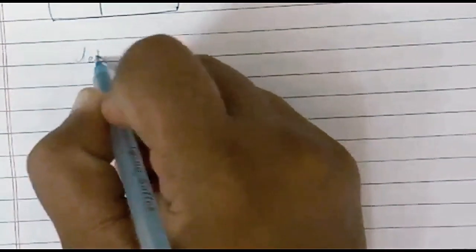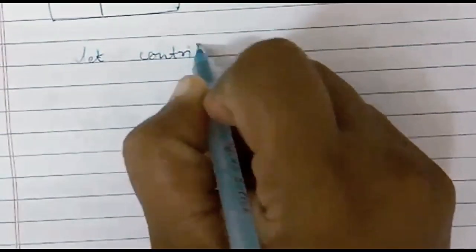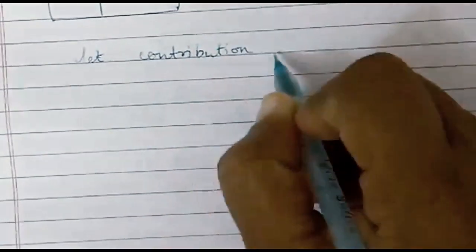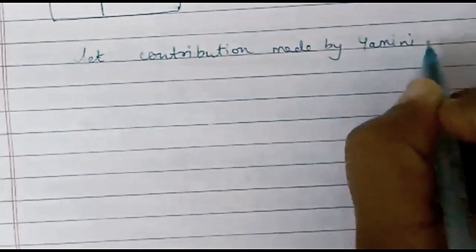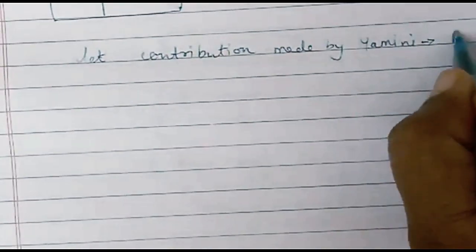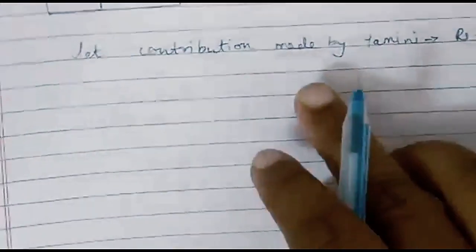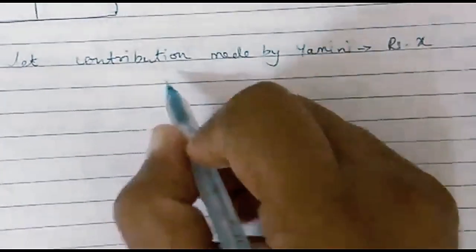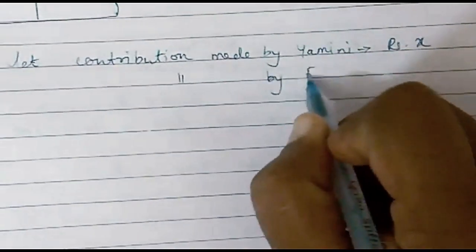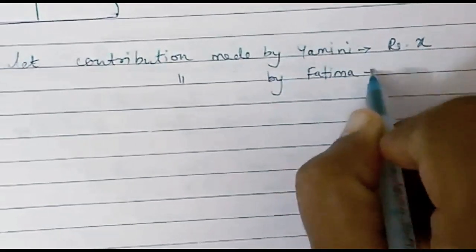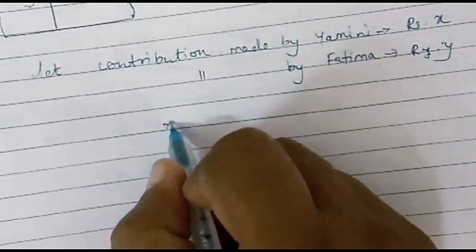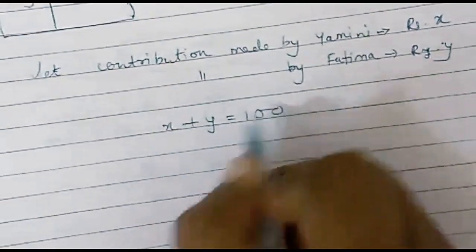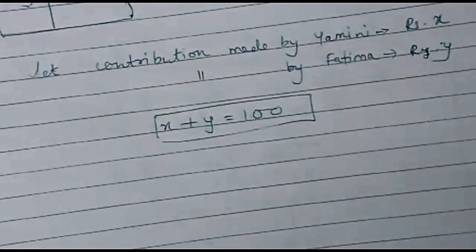Okay, so let us just assume, let the contribution made by Yamini be ₹x and the contribution made by Fatima be ₹y. As the total contribution is equal to 100 rupees, so we will be writing x plus y is equal to 100. So this is the standard form of the linear equation.